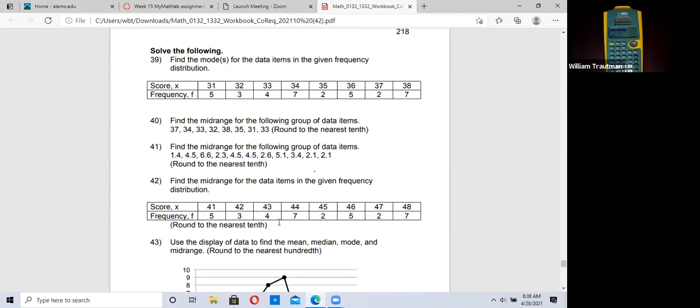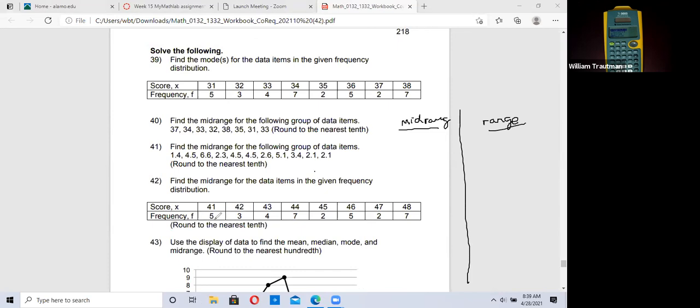Find the mid-range. We're actually going to find two things: the mid-range, and the range. Now, we didn't do the range yesterday, but I noticed one was on the test, so I'm going to show you that now.